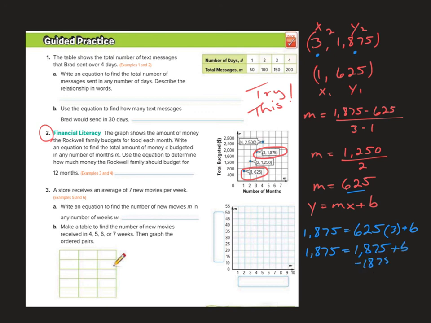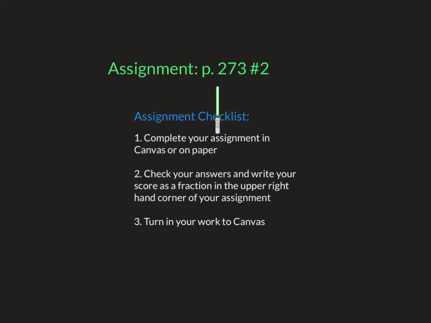Subtract 1,875 from both sides, and I get 0 is equal to b. So since my y-intercept is 0, my equation is simply y equals 625x. So as I said, my equation is y equals 625x. I'm going to plug in 12 months for x. And when I work that through, I get y is equal to $7,500. Your assignment for today is page 273, number 2.